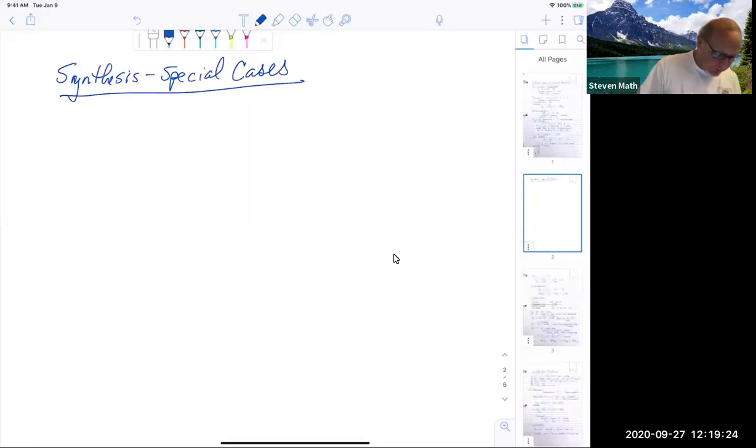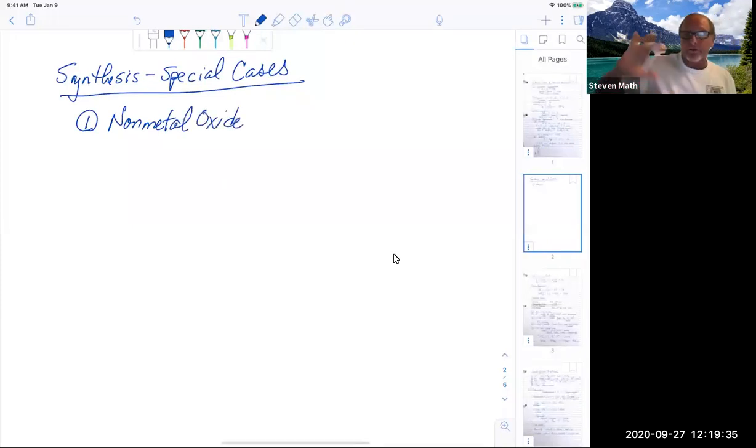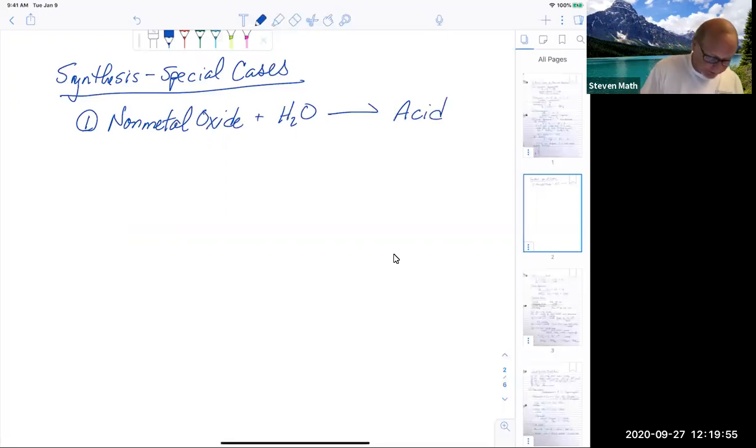And so in the first one of these, we're going to combine a non-metal oxide. So it's going to be something from the upper right-hand corner of the periodic table. Sulfur, nitrogen, phosphorus. Those are the very common ones. And we're going to combine those with water. And those kids are going to make an acid in generic terms. Here's a great example of one.